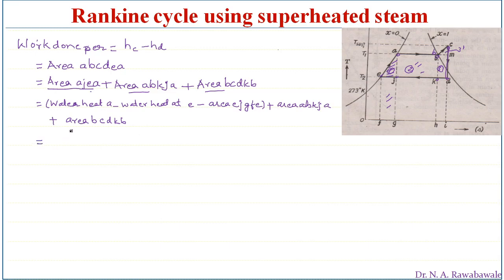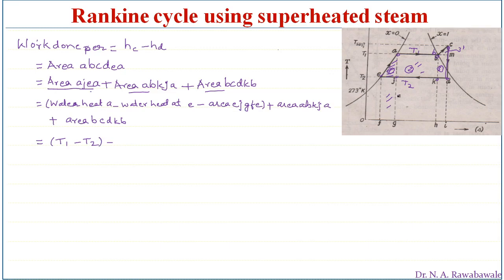Then water heat at A is given by T1, water heat at E is given by T2, because at A the temperature is T1 and at E the temperature is T2. T1 minus T2, minus area EJGFE.